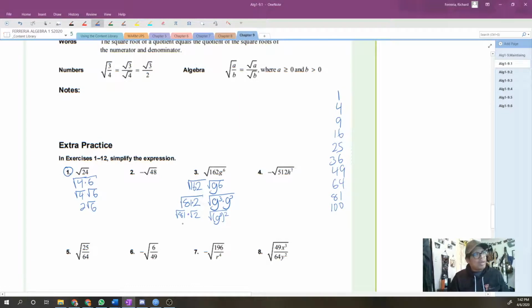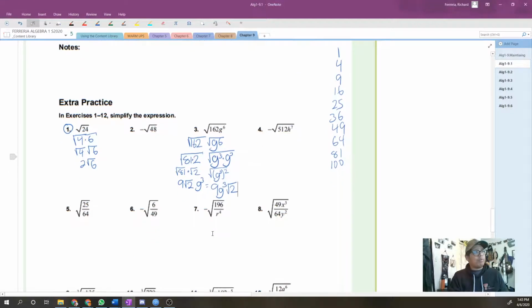Let's see, square root of 81 is 9. So 9 radical 2 g to the 3rd power, and it's always polite to put the radical last in the expression. So this is 9 g cubed square root 2.